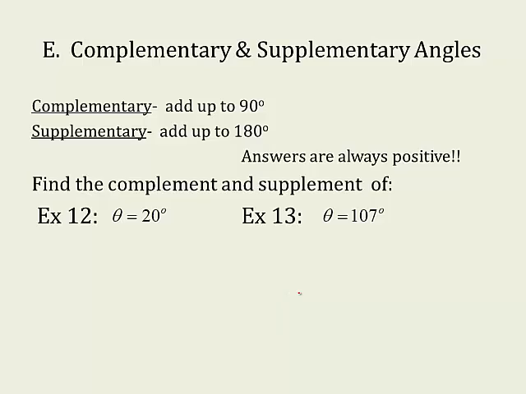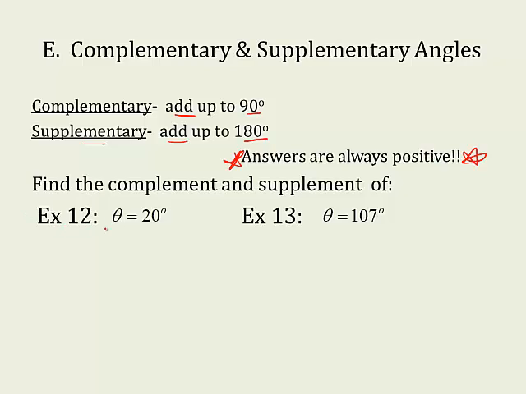Now the last thing, complementary and supplementary angles. This should be a review for you from geometry. If you recall, complementary angles means that two angles add up to 90 degrees. Supplementary angles means that two angles add up to 180. Your answers always are going to be positive. There's no such thing as a negative complement or a negative supplement. All right? So, easy enough.